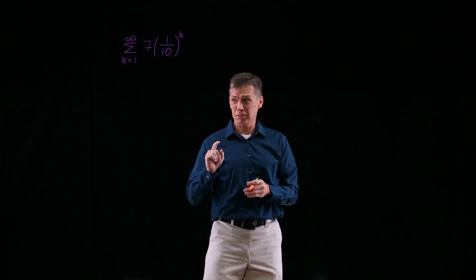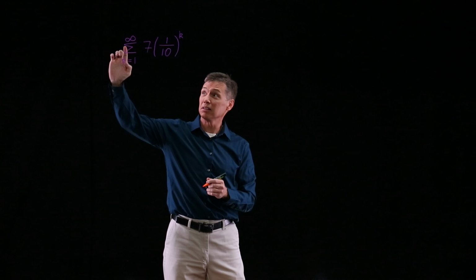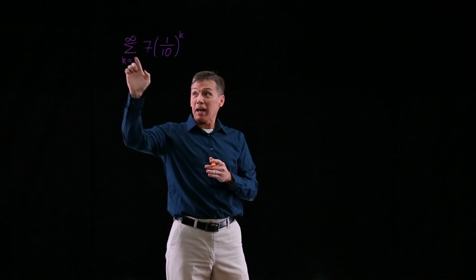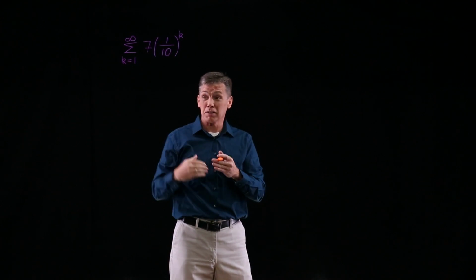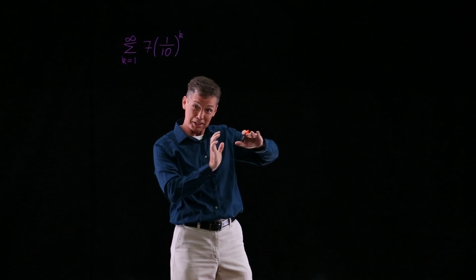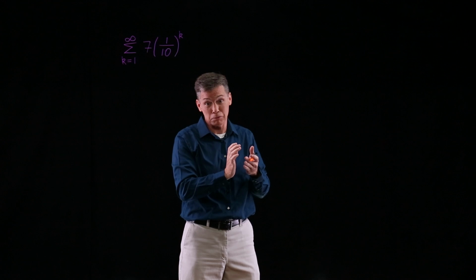Did you catch the directions to this problem? We're supposed to find the sum of the infinite series. Notice the upper limit of that index is infinity. That means we have to add this expression as k goes from 1 to infinity, like the end of time type of expression. So that sounds like a lot of work.